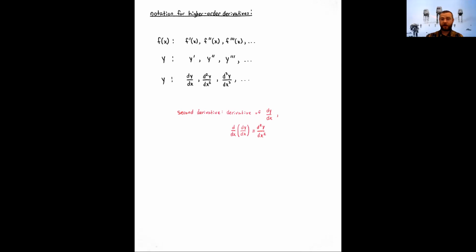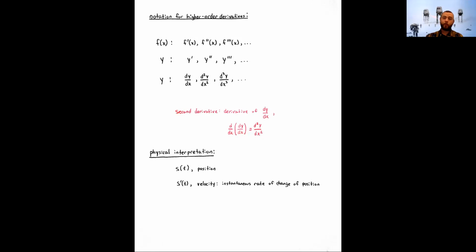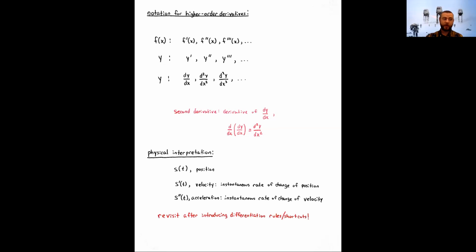All right, now just to close, we're going to give the interpretation for higher order derivatives. Start with position. The first derivative is velocity. The derivative of velocity, that's what we call acceleration. Now we're going to revisit this once we get access to our shortcuts. Hopefully you're thinking, what are these shortcuts you've been alluding to? Well, we're going to start those in the next lecture.